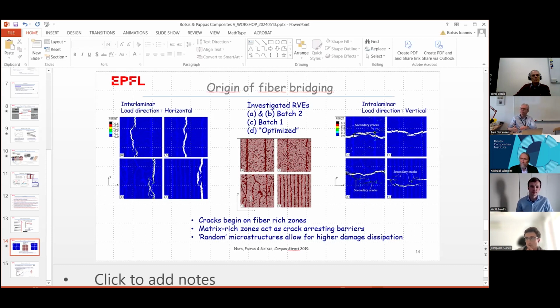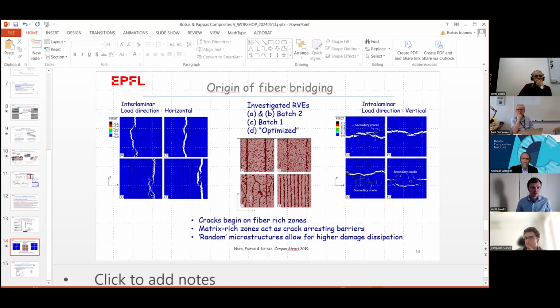But the one with the weak interface didn't reach steady state. So we believe they could have been tougher. So the interface is very important. The fiber matrix interface is very important. The fiber sizing, the fiber coating is very important in how much fiber bridging we get.